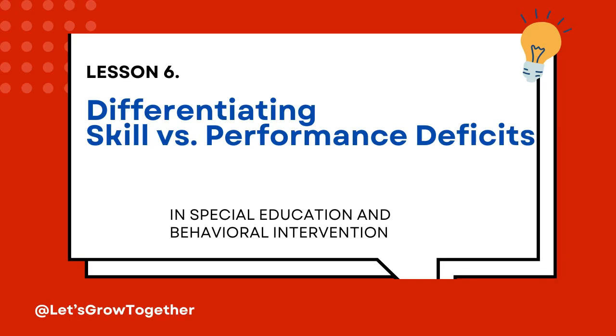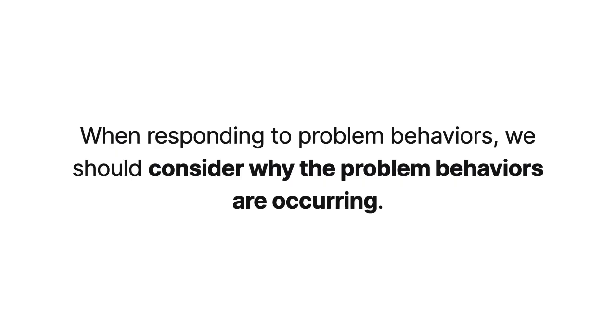The topic for this lesson is differentiating between skill deficits and performance deficits. When responding to problem behaviors within our classroom, one of the first things that we want to consider is why these problem behaviors are occurring. This way, we can adapt our behavior as educators and our instructional environments to better meet our students' needs.